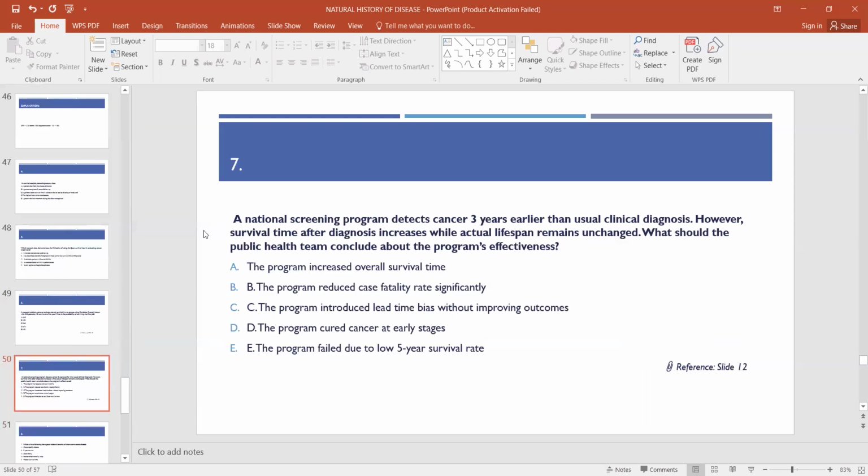MCQ number 7. A national screening program detects cancer 3 years earlier than the usual clinical diagnosis. However, survival time after diagnosis increases while the actual lifespan remains unchanged. What should the public health team conclude about the program's effectiveness? A, the program increased overall survival time. B, the program reduced case fatality rate significantly. C, the program introduced lead time bias without improving outcome. D, the program cured cancer at an early stage. E, the program failed due to low 5-year survival rate.